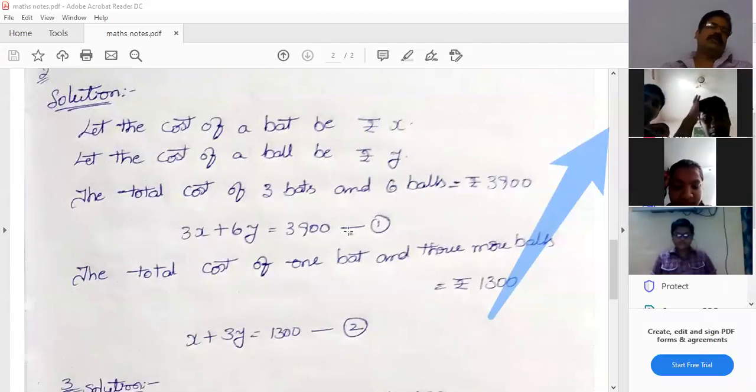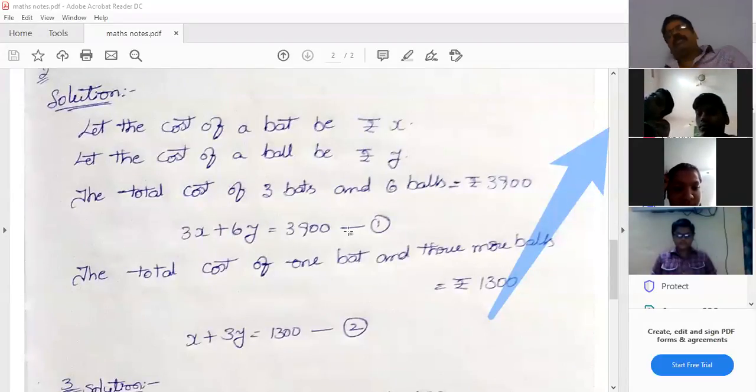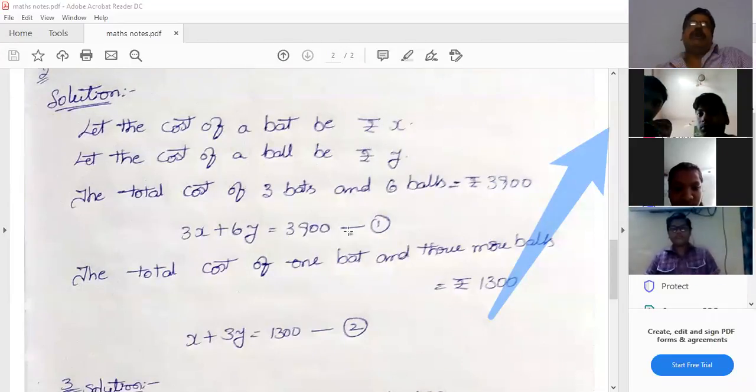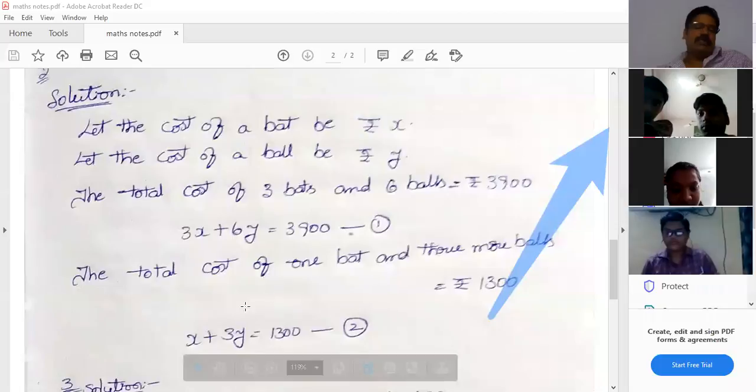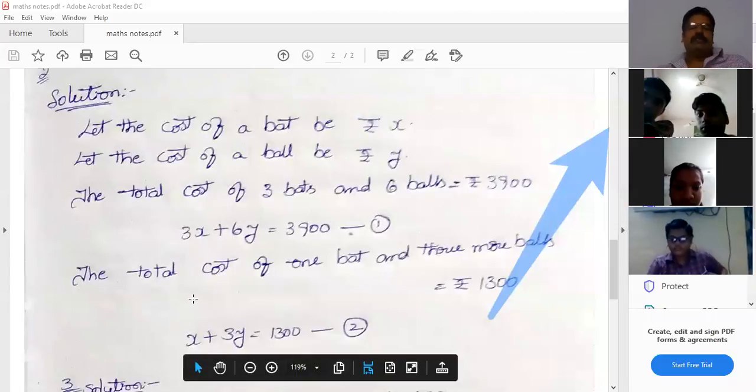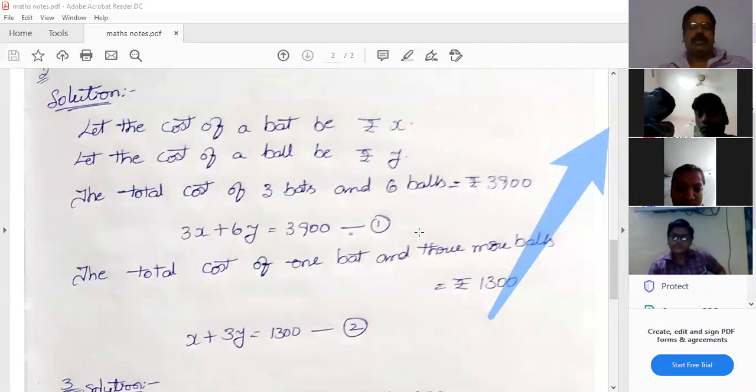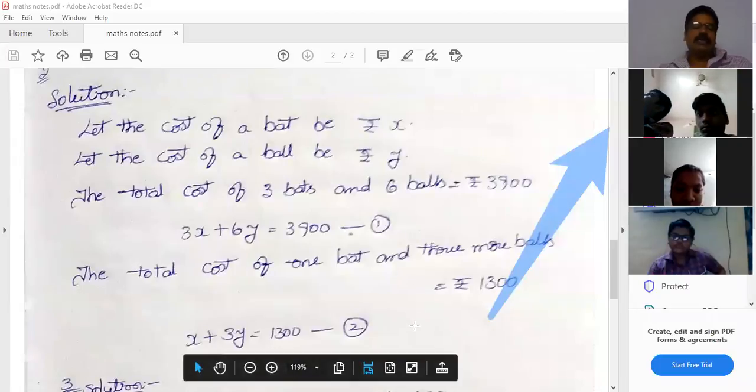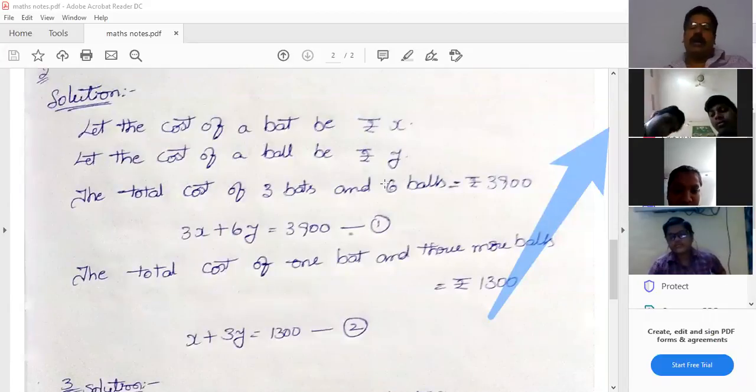Okay. And the second situation, the cost of 1 more bat and 3 more balls is 1,300. So here also 1 bat means x rupees, 3 balls means 1 ball costs y rupees, 3 balls cost 3y. Then the second equation is x plus 3y is equal to 1,300. So these are the two equations. First equation is 3x plus 6y equal to 3,900. Second equation is x plus 3y equal to 1,300. So this also you have to draw the graph.